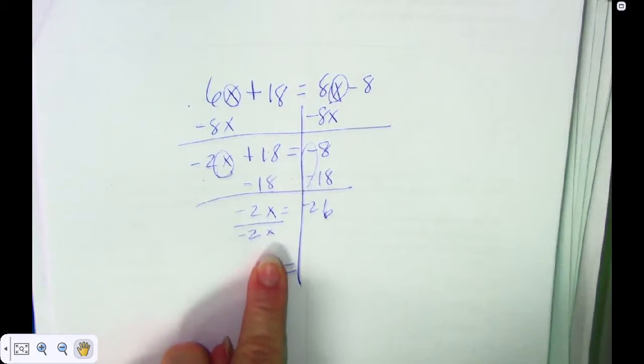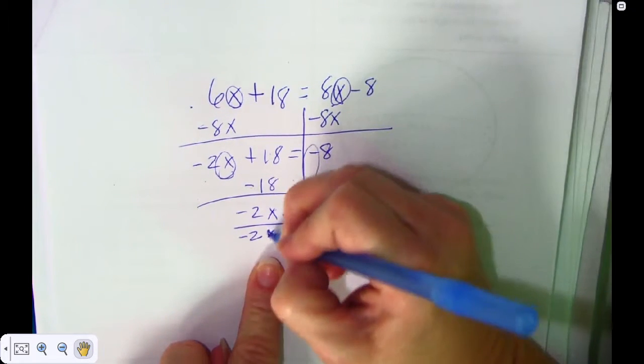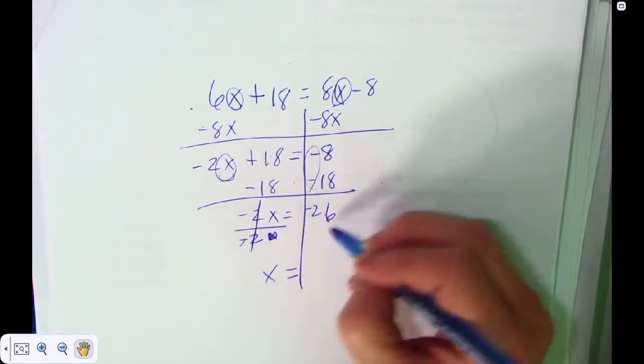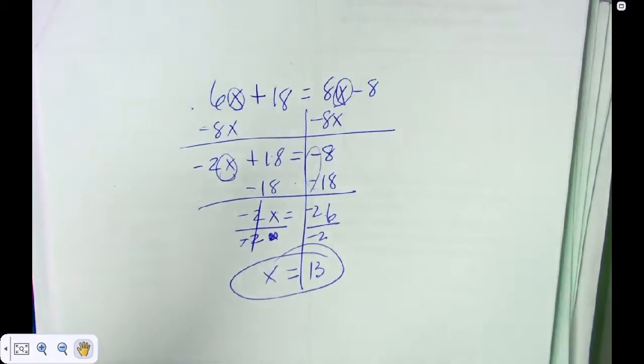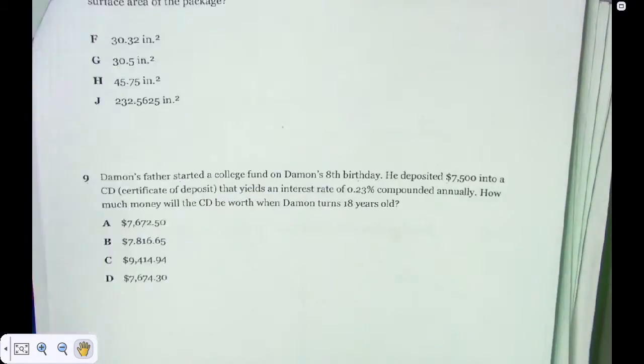You don't want a 1 under there. You don't want to eliminate your x. You just want to eliminate the negative 2. So now, you're going to divide by negative 2, and that's positive 13. And how can you check it? Plug it in. Plug it in, plug it in.